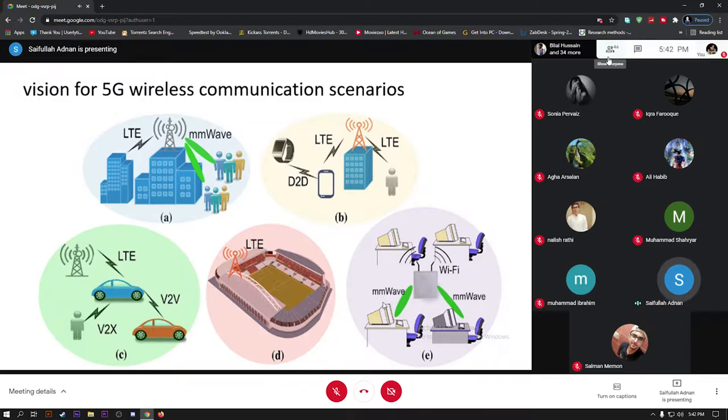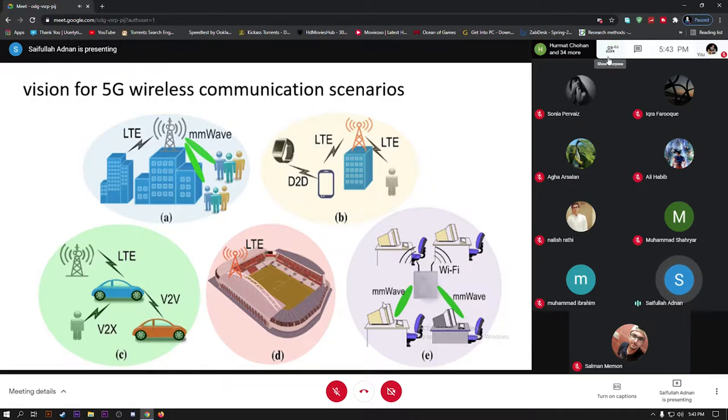The next one, in figure B, is an example of device to device communication. We have tablets, smart watches, smart headphones, everything is smart. So we need to connect those devices with ourselves. That is why we call it device-to-device communication. It can be connected with the smartwatch and other devices, like the tablet, or can be connected to the network.